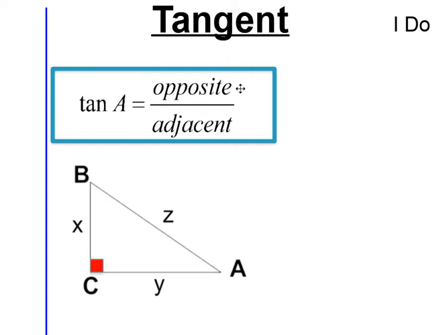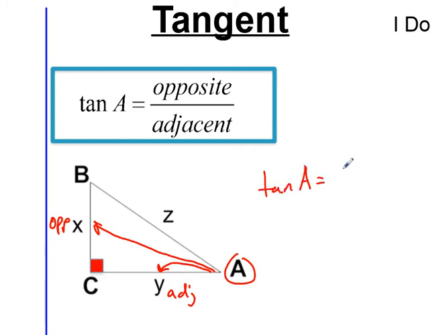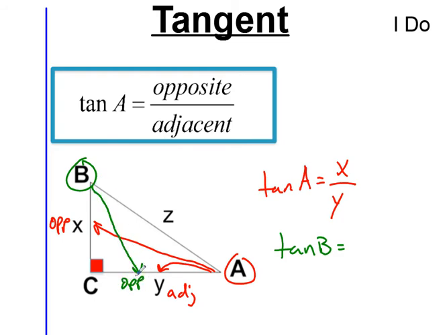The tangent is an opposite over adjacent ratio. So let's find our opposite and our adjacent. Opposite for angle A is x, and adjacent for angle A is y. So my tangent of angle A is equal to x over y. Like with all the other trig ratios, we can also make a ratio for angle B. So if I want to find the tangent of angle B, I find the opposite side, which is the y, and the adjacent side, which is x.